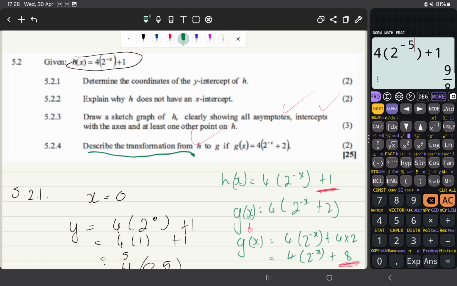I'm sure that the next set of questions will be about trigonometric functions. So we're going to do a few examples, and then that will be the end of the functions. Then we move to the next chapter. Bye guys, see you.